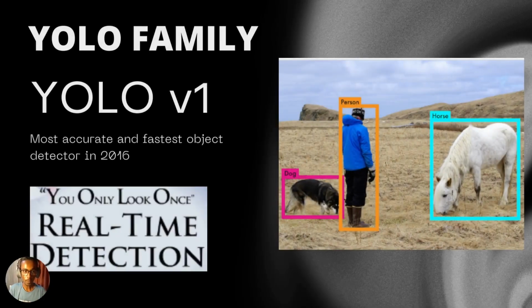Hello and welcome back everyone to the second section of the YOLO series. In this section, we're going to be talking about the different versions of YOLO, starting from its inception up until this point. And in this video, we're going to delve into YOLO version 1, which was the most accurate and fastest object detector in 2016.